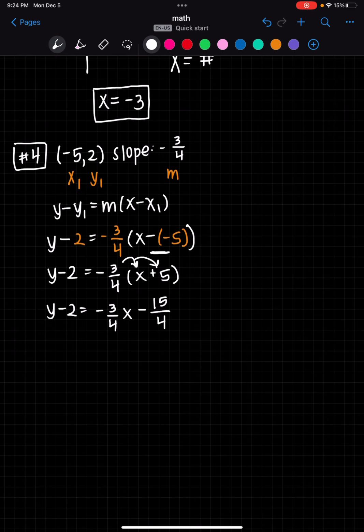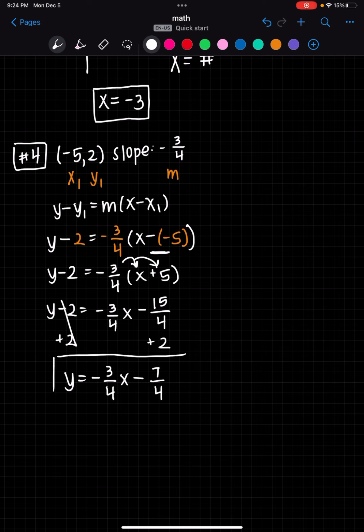And then we want to solve this for y, so I'm going to add 2 to each side. So the 2's on this side cancel out. I'm just left with y on the left side, and then negative 3/4 x. And then negative 15/4 plus 2 is, let's see, negative 7/4. And this is my answer. y equals negative 3/4 x minus 7/4. And that is how you write an equation of a line with a point and a slope.